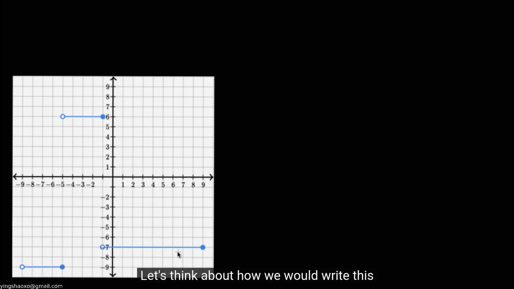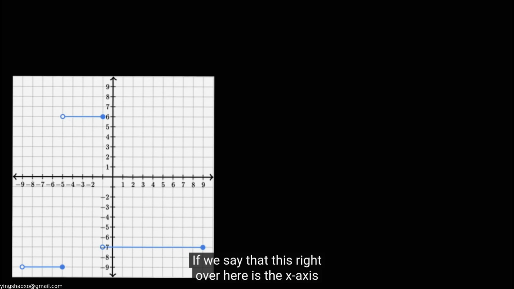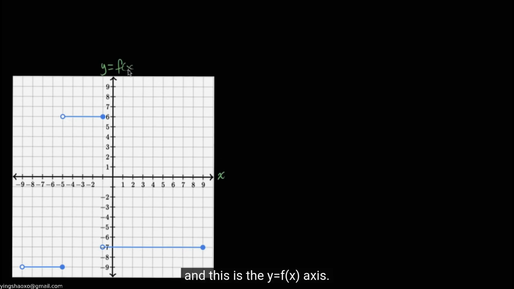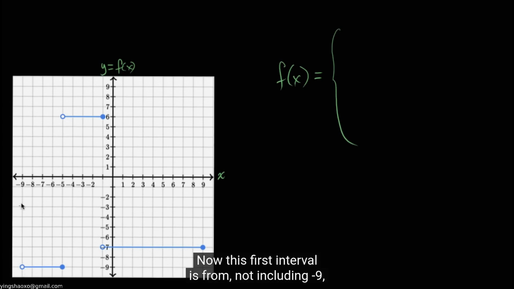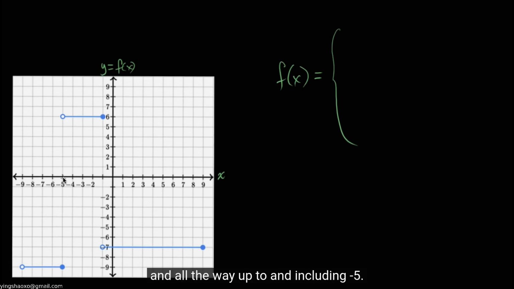So let's think about how we would write this using our function notation. If this is the x-axis, and this is the y equals f of x axis, then our function f of x is going to be equal to, let's see, there are 3 different intervals. Let me give myself some space for the 3 different intervals. Now this first interval is from not including -9. I have an open circle here, not a closed-in circle. So not including -9, but x being greater than -9 and all the way up to and including -5. So I could write that as -9 is less than x, less than or equal to -5.